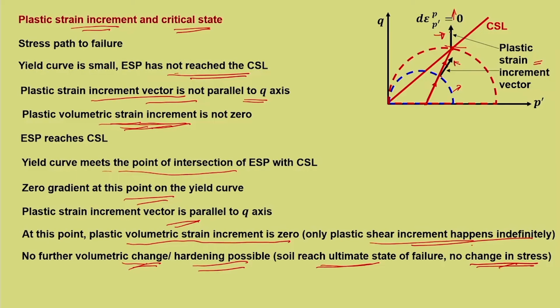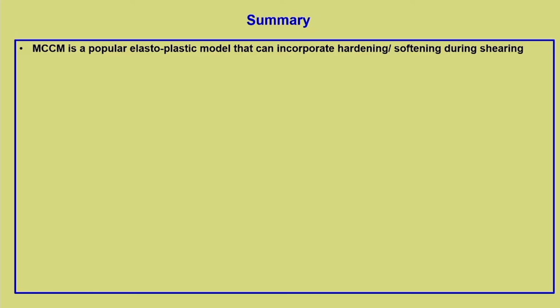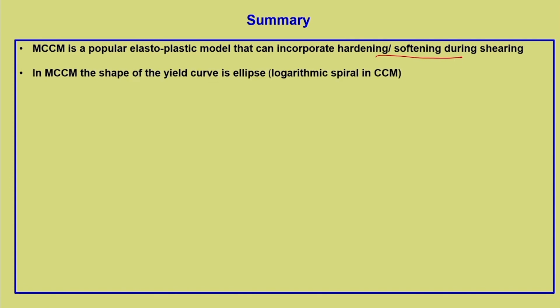So this particular figure shows exactly what is happening at critical state. Now if you want to understand this, we need to understand the basics of plasticity behavior, what we just discussed. So that is all about MCCM and some basic elements of plastic behavior, which is very important. And now let us try to summarize what we have learned in this lecture. MCCM is a popular elastoplastic model that can incorporate hardening and softening during shearing. In MCCM the shape of the yield curve is an ellipse, but we have talked about hardening only. It is basically an isotropic hardening model. In MCCM the shape of the yield curve is an ellipse and it is a logarithmic spiral in CCM.